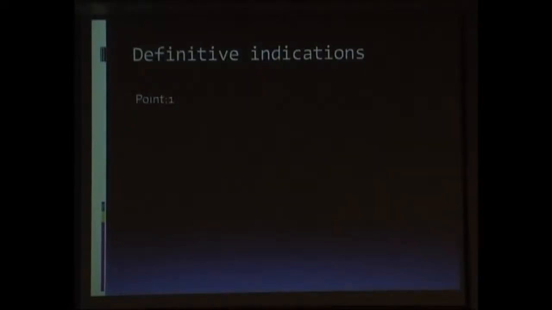So what are the definitive indications for doing a growth hormone stimulation test? One, when the patient does not meet the auxological criteria. So he is short with a poor growth velocity. We will definitely do a stimulation test.